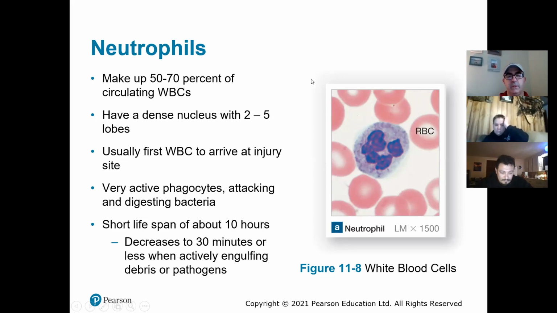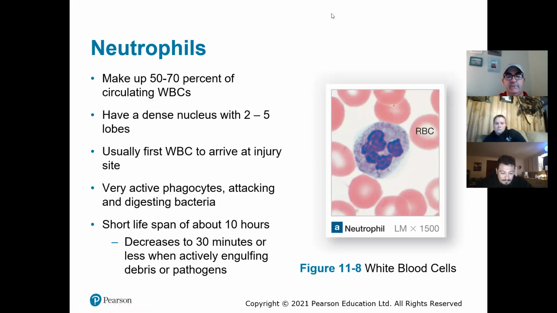They're usually the first white blood cells to arrive at the injury site because they're the most common, the most populous. They are very active in phagocytosis, so they chew things up. They attack and digest bacteria. Again, they're non-specific. They're looking for things that don't belong. Bacteria look different than human cells, so they chew them up.